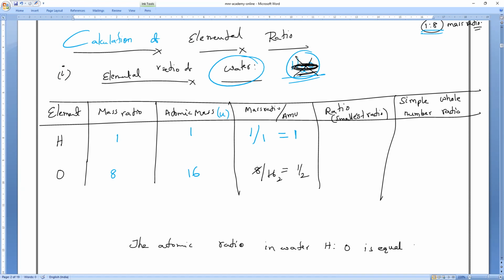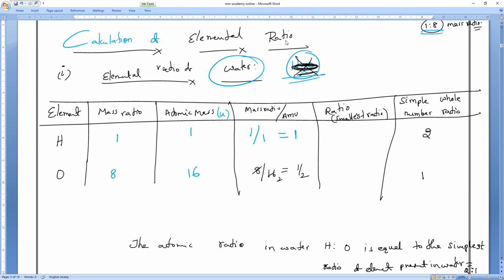Tell me, what is the atomic ratio of water? 2:1. The elements present in water are in the ratio 2:1. We already know, so I am writing it at the last step, just for your purpose. Sir, how does this value come?